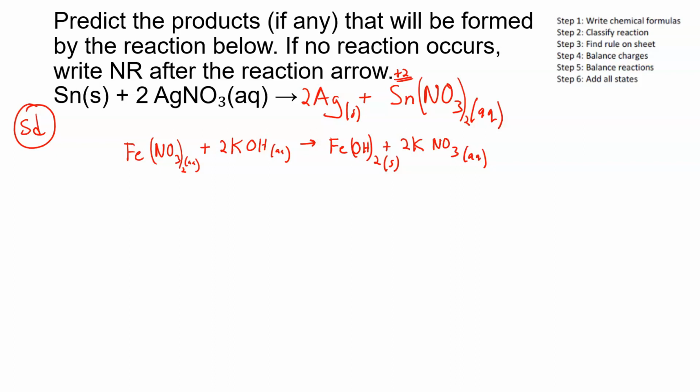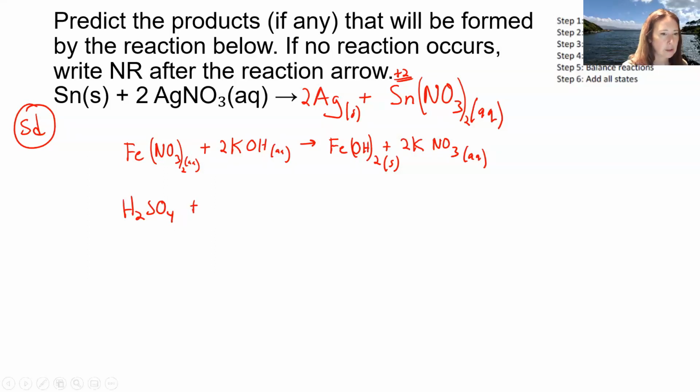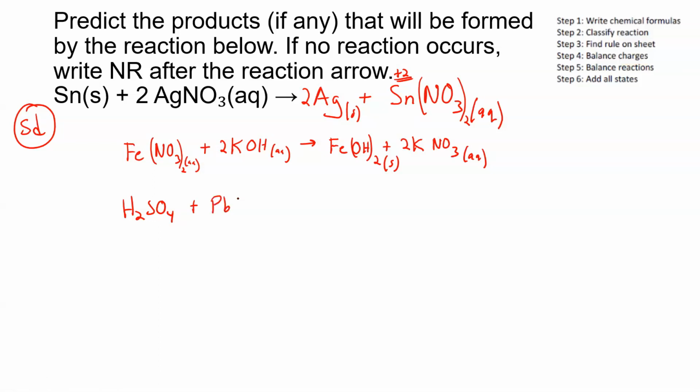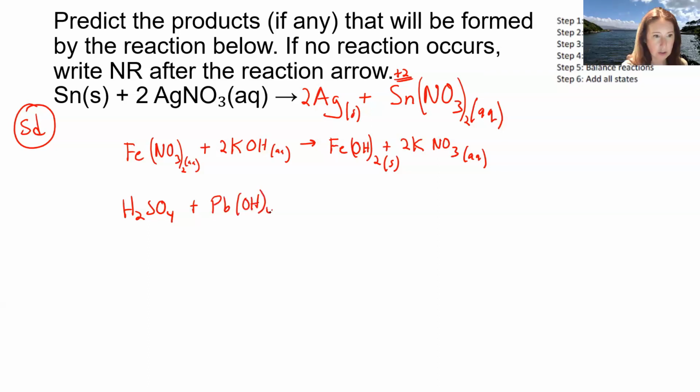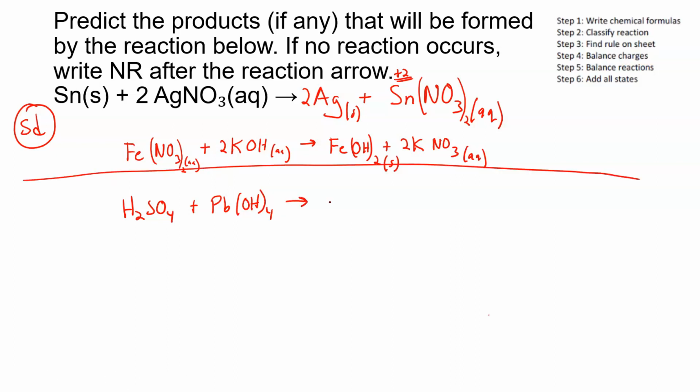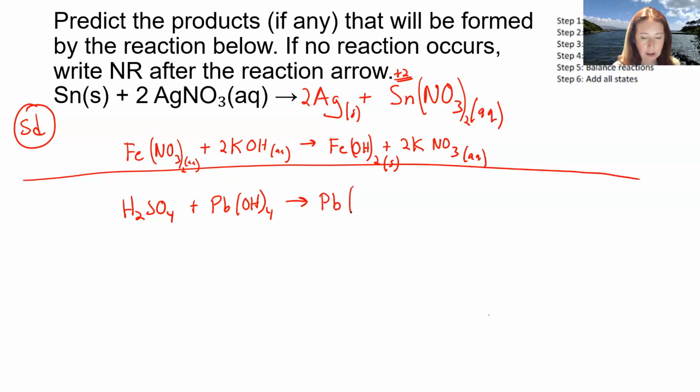H2SO4 plus Pb(OH)4. Oh, I found it, Pb(OH)4? Yes. And it says balance the following equation, right? Yeah. So it goes to PbSO4, solid, plus water, liquid, and this is aqueous, and this is a solid. And so it says balance this.